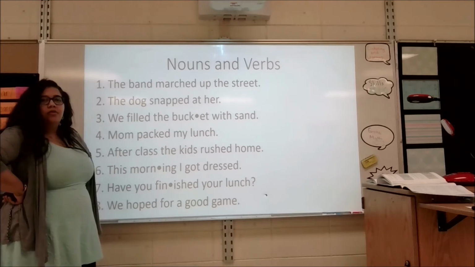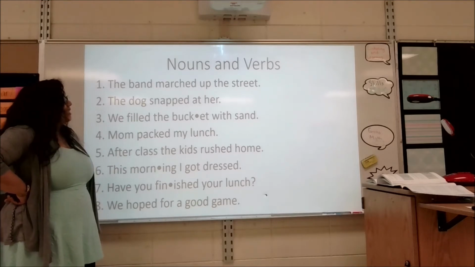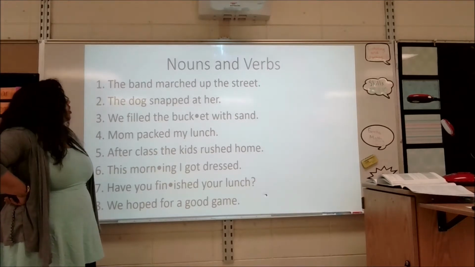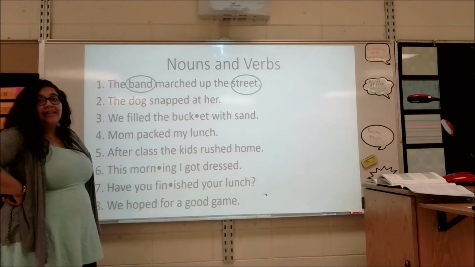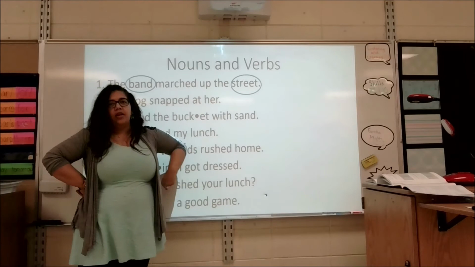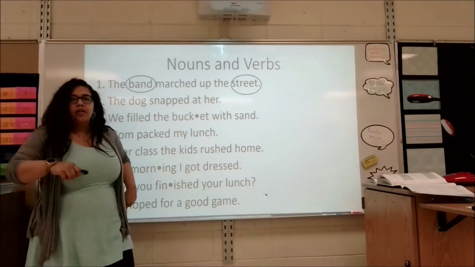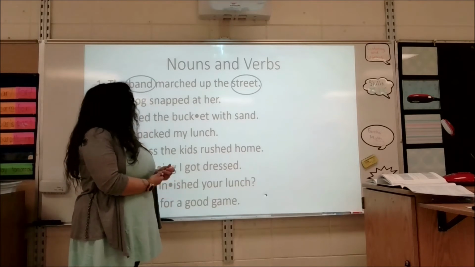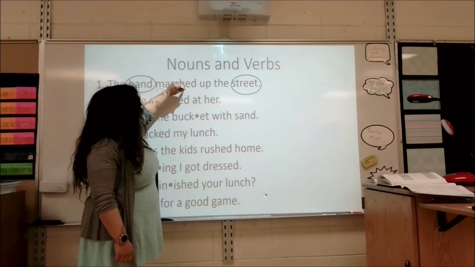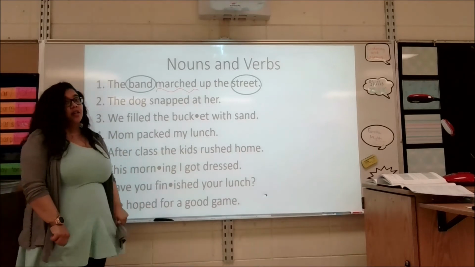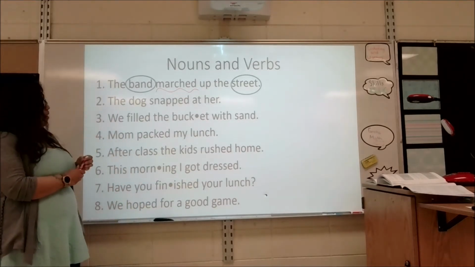What are the nouns in this sentence? What are the people, places, things in this sentence? Good job. Band and street. Band and street. And what did the band do up the street? Correct. They marched. And when we underline these words, we use a squiggly line to indicate movement. It's also what I'm calling wiggle cards. All right, how about the next one?